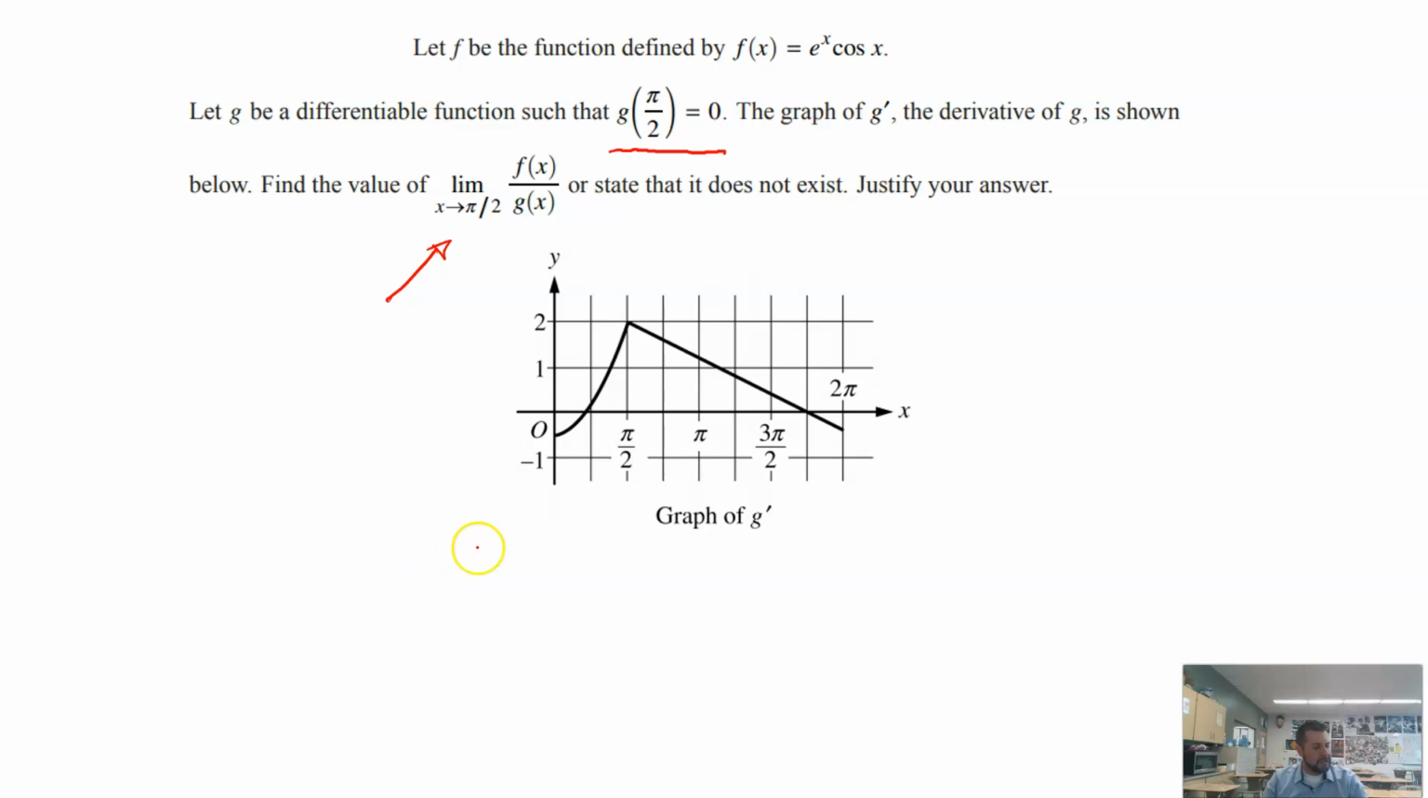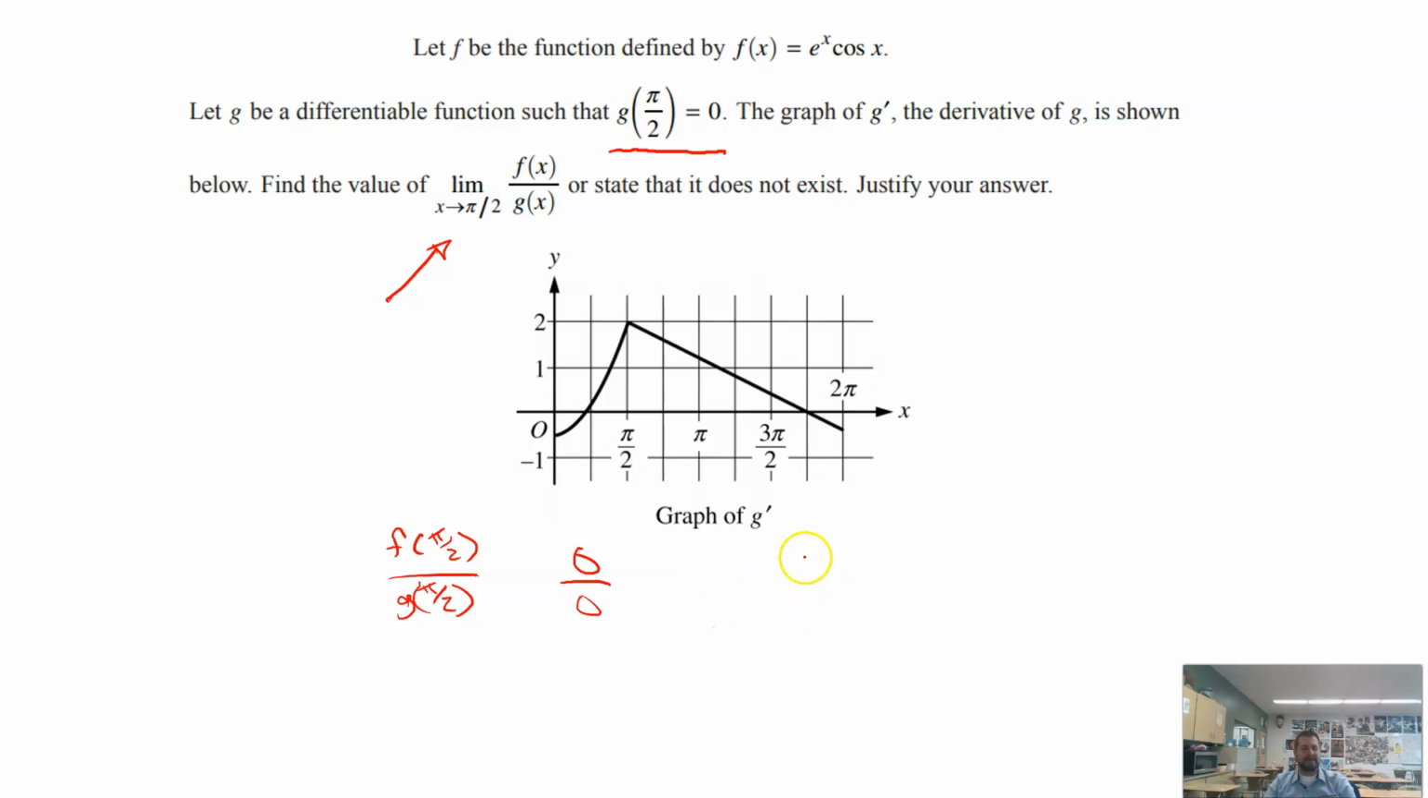Well, in order to do this, I'm going to go f of pi halves over g of pi halves. It tells us in the problem that g of pi halves is 0, and since this is a limit problem, you can pretty much guarantee that the numerator is going to be 0 as well, so we have to use L'Hopital's rule.